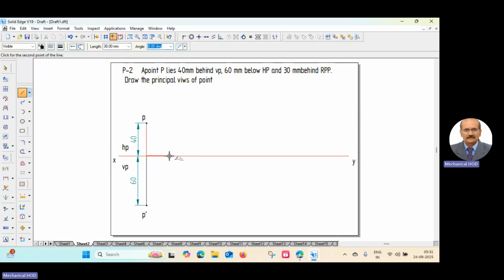Left click to select this position, and from the end point of this line, draw one vertical line. Again, from the end point of this line, draw one vertical line below the XY line. Name it as X1, Y1.